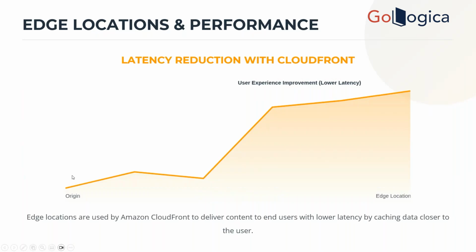So this is what edge locations are for: to reduce the latency and improve the performance of the resource by caching the data close to the customer. Whenever a customer accesses it, they will connect to the edge locations instead of the origin. The origin is the region where we are actually hosting our service.